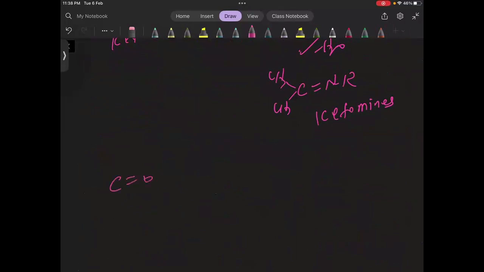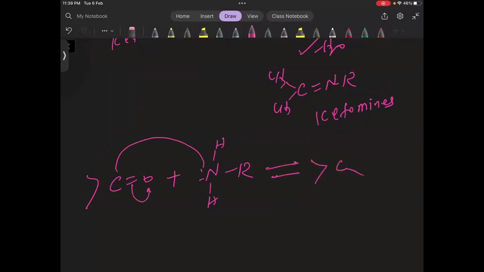C double bond O compound. I have taken a compound with N, H, and H, with a lone pair. So what happened? This nucleophile, because the lone pair is there, is going to attack the carbonyl compound, which will proceed like that: C, O negative, N, H, H, R.